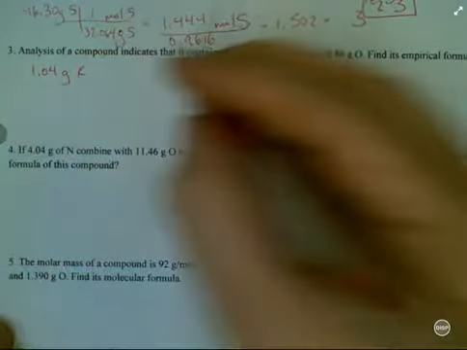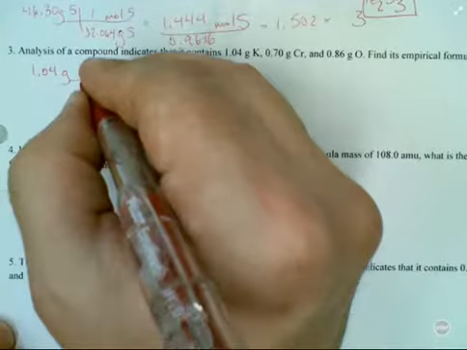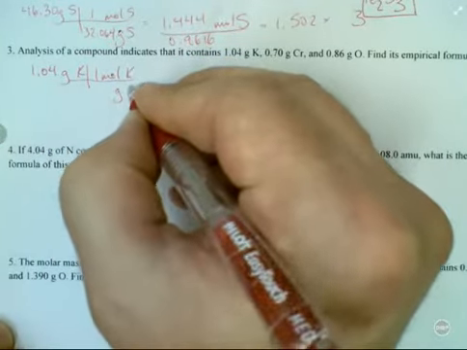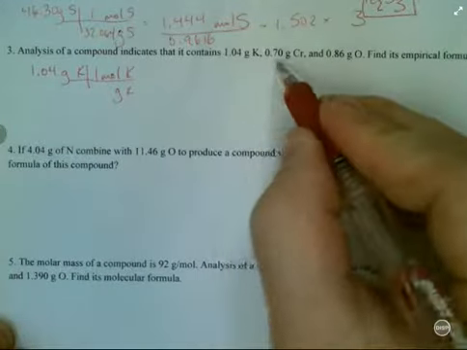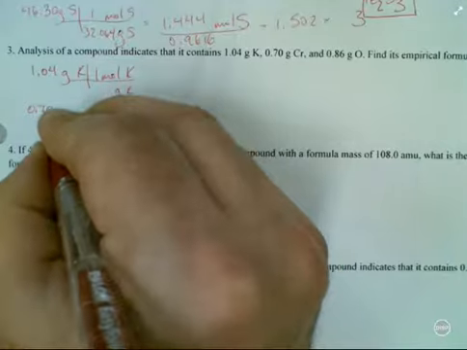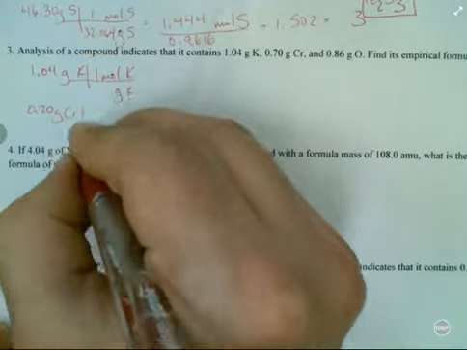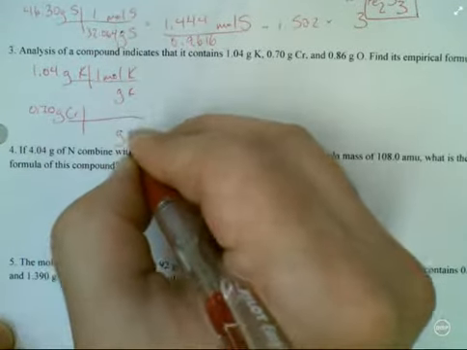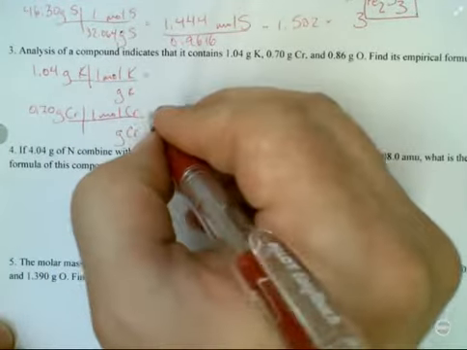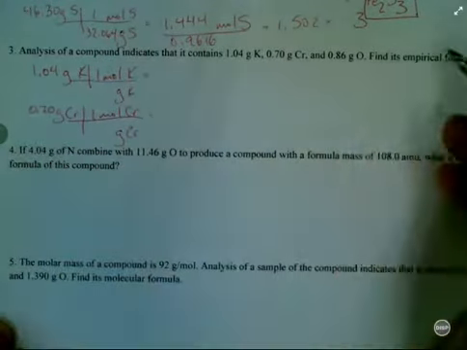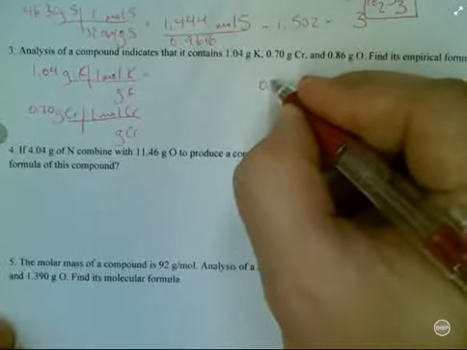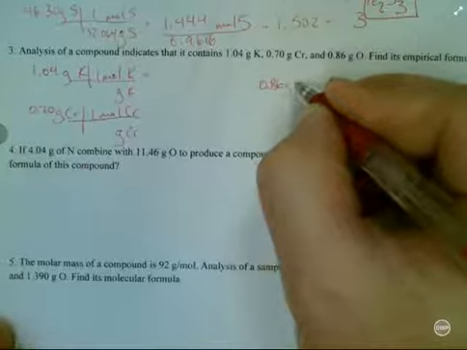1.04 grams of potassium. I'm going to convert that into moles of potassium. Do the same thing for chromium. Crosshairs, 1 mole of chromium. And then I have oxygen here, so I'm going to set up one for oxygen. 0.86 grams of oxygen.